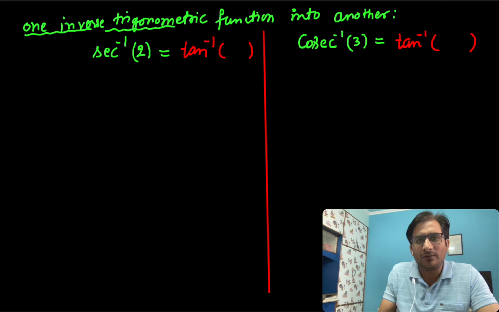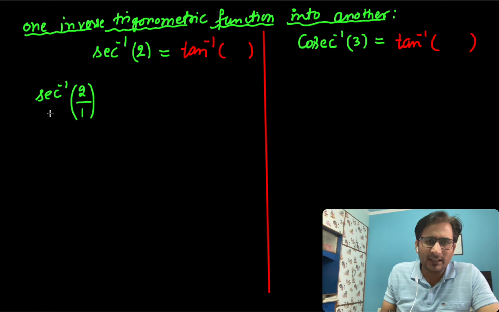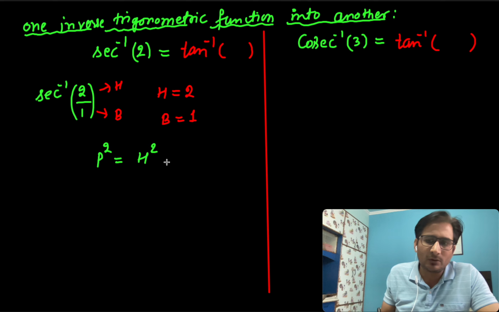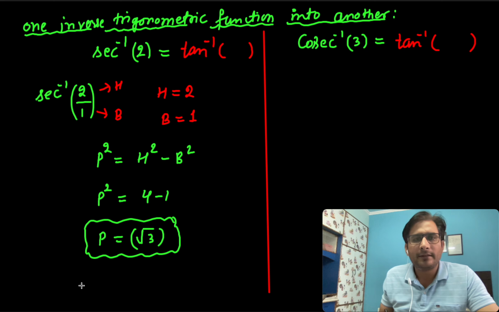If we need to change sec inverse into tan inverse, what should you do in this case? If it is sec inverse 2, it is 2 and this is 1. Sec can be written as hypotenuse upon base. So the hypotenuse in this case is 2, and the base is 1. Now let us find the perpendicular by using the Pythagoras theorem. The perpendicular can be written as root 3, right?